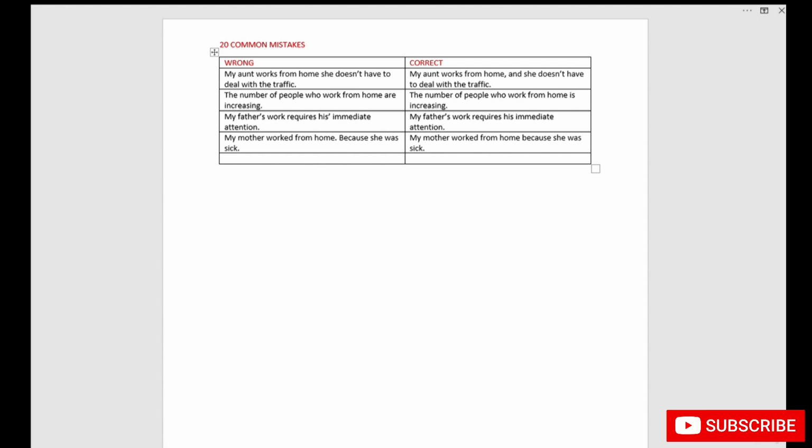And the last example is about missing comma in a compound sentence. Now let's look at this example. My father runs the family company and my mother helps him. The comma is missing here, and the correct version would be, my father runs the family company, comma, and my mother helps him.